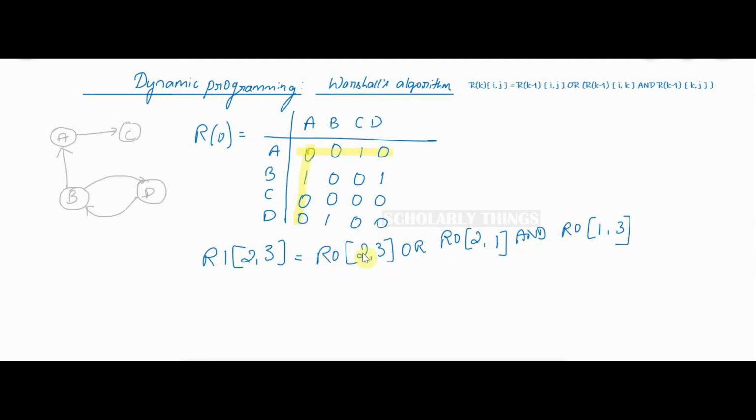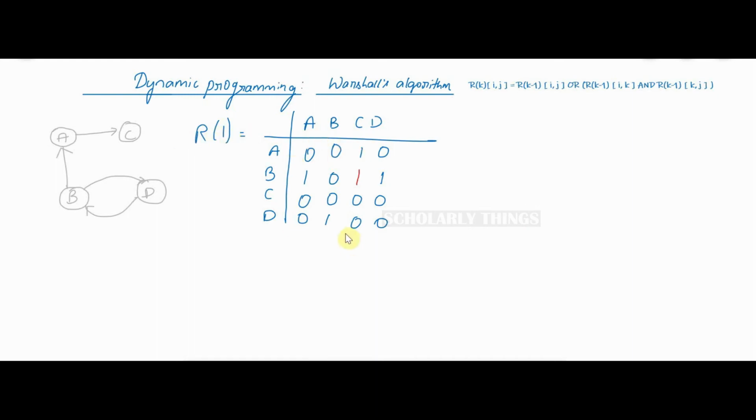So R0 of 2, 3 is 0 or R0 of 2, 1 is 1 and R0 of 1, 3 is 1. It is 0 or 1 and 1, which is 1. 0 or 1 is 1. Making use of vertex 1 as an intermediate vertex, we found out a path between 2 and 3. Now R1 looks something like this.